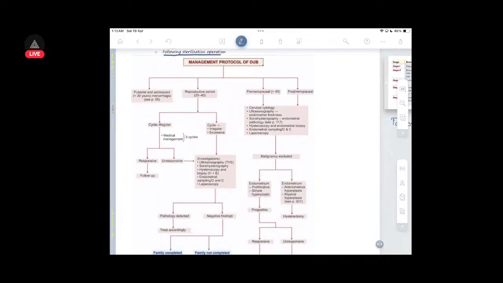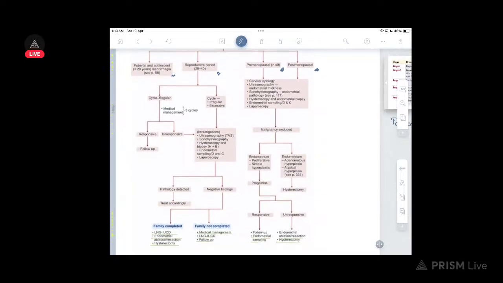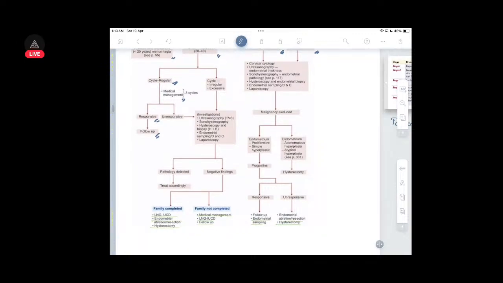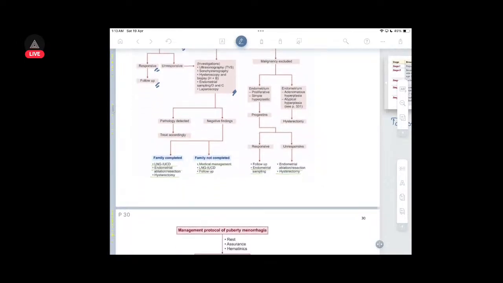Then the management protocol for DUB is by age group: pre-puberty adolescent less than 20 years, menorrhagia, reproductive period which is 20 to 40 years, postmenopausal and premenopausal. During the reproductive period, if cycles are regular, then medical management for 3 cycles. If it is responsive, then you do follow-up. If it's unresponsive, then you have to assume the cycle is irregular and excessive, and ultrasonography, hysteroscopy, endometrial sampling, DNC and laparoscopy should be done. If pathology is detected, then you treat accordingly.